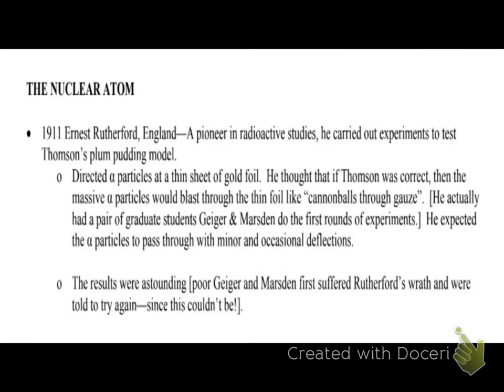Okay. The nuclear atom in 1911, Rutherford. You should be aware of Rutherford. He's the gold foil guy. He sent the particles through thin sheets of gold foil. He was expecting them to all pass through, but some were deflected. Even though they're small particles, it was like the equivalent of a cannonball going through gauze. That's how they discovered that the plum pudding model wasn't correct, because there was some positively charged entity somewhere in that atom. Okay? So he was a gold foil guy.